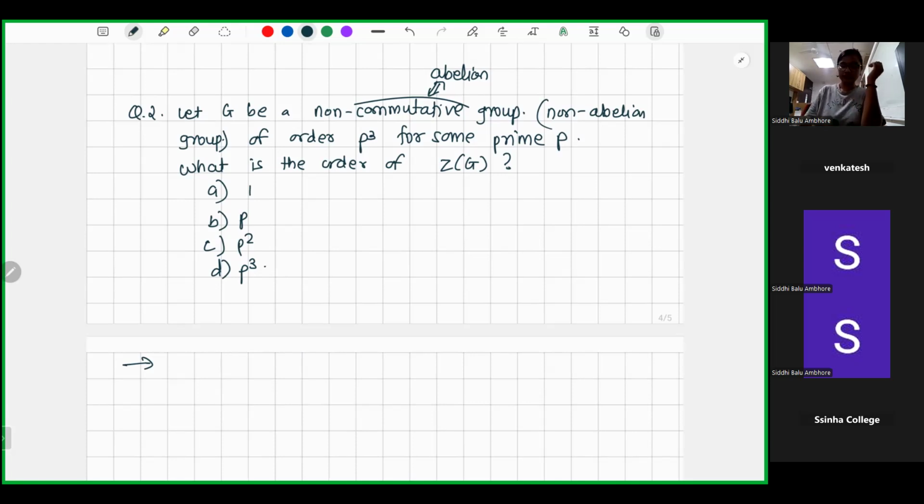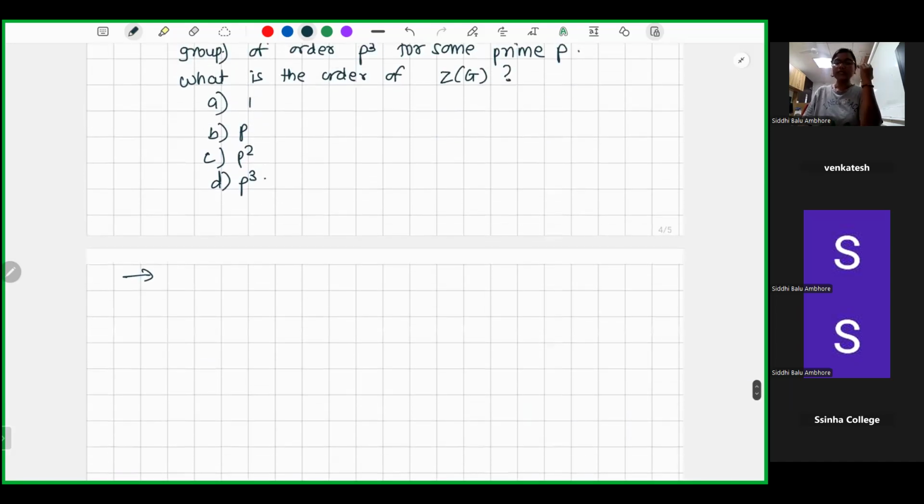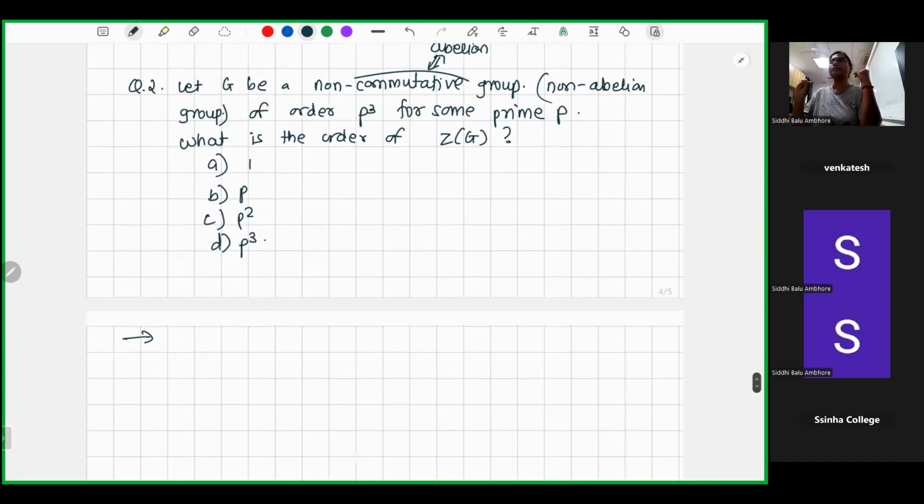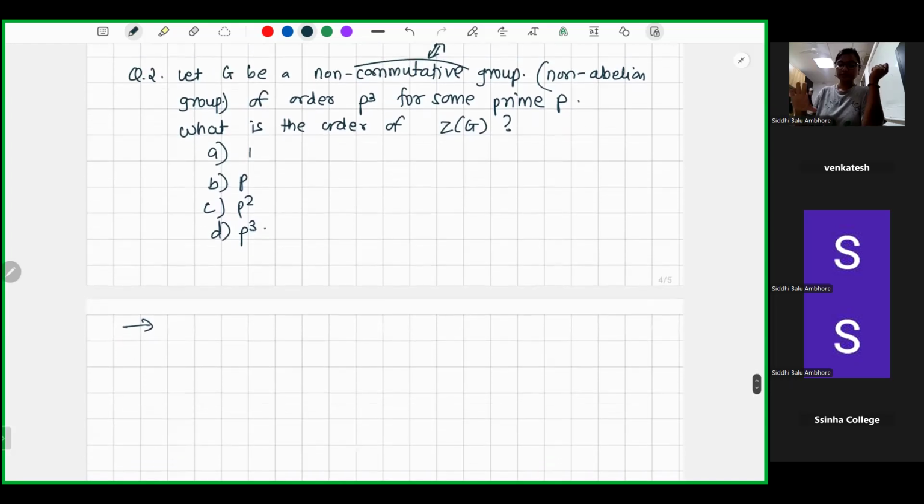For that also we can use this theorem, if you do not know. So at least you know that P will at least be the order of Z(G), right? I mean, every subgroup of order P power n has a center of order P at least.